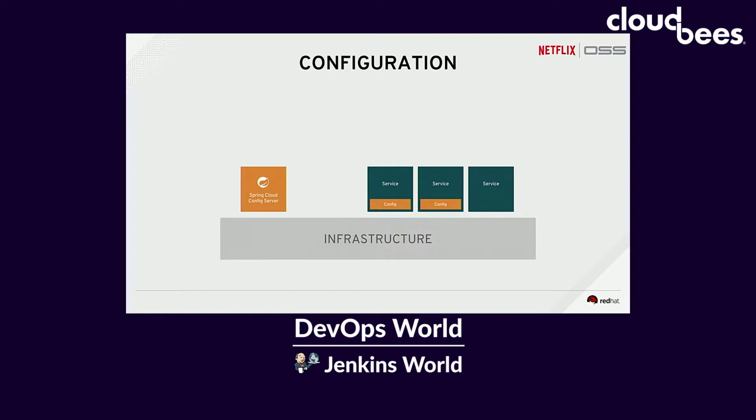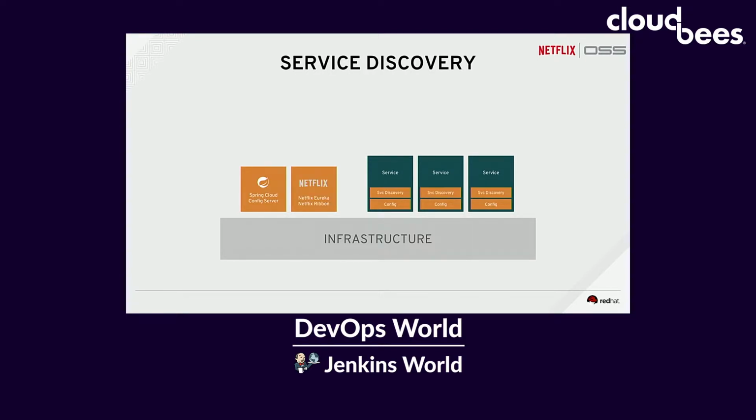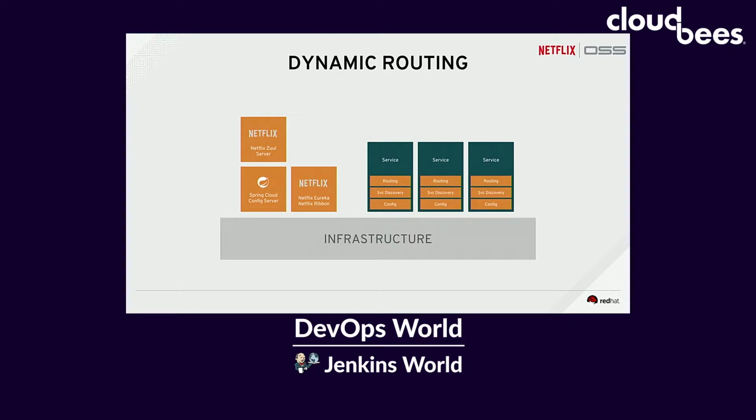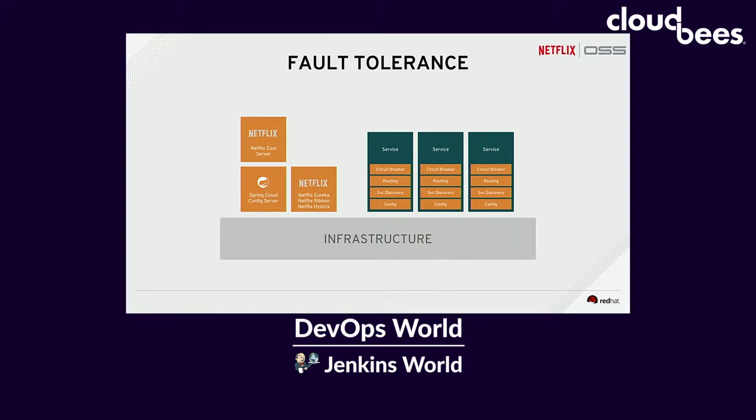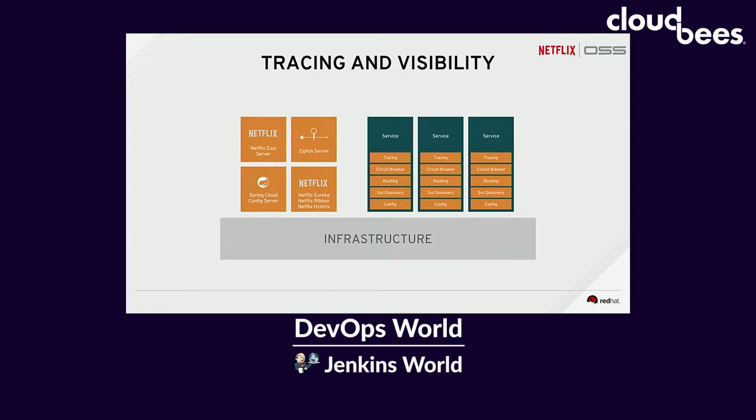So if you need to do cloud, you have Spring Cloud Config Server. If you need service discovery, you can drop in Eureka and Ribbon and do client-side load balancing and service discovery. If you need fancy routing between these services, you can use Netflix Zuul. If you need a circuit breaker for resilience, you can drop in Netflix Hystrix, a very popular circuit breaking library. If you need tracing and visibility, we have Zipkin, or now OpenAPI or OpenTracing. All of this stuff kind of sits above the infrastructure.